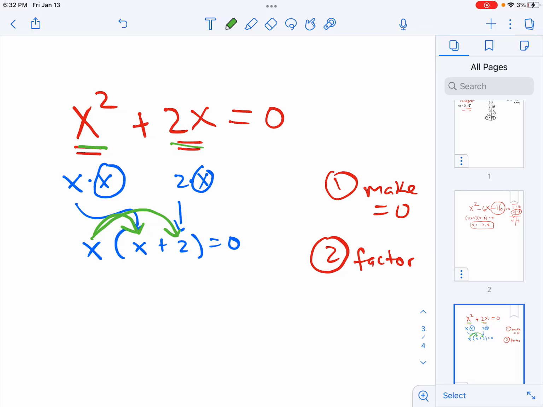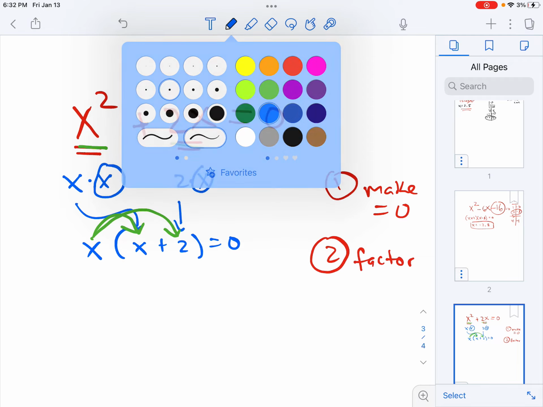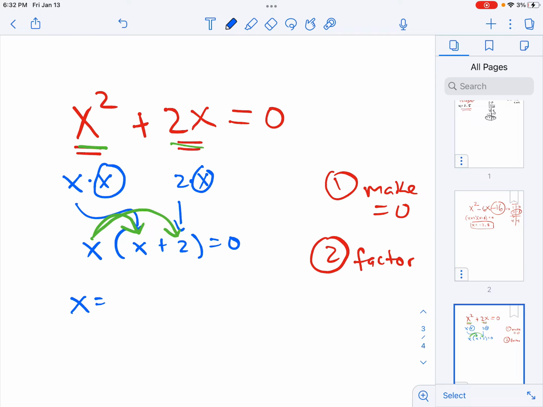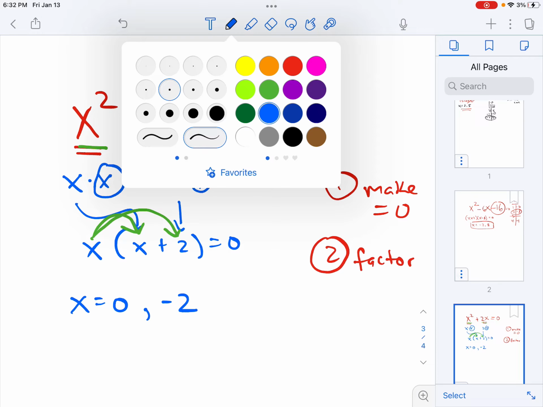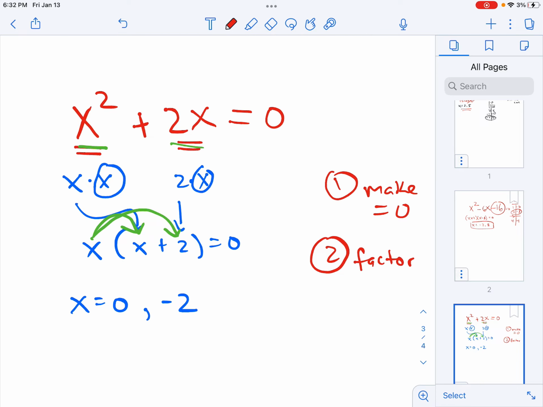We factored it. And so here, our solutions are going to be x equals 0 and x equals -2. And the reason these are solutions is because if I was to drop them into the equation, let me switch my colors here, then I'm going to have 0 times 0 plus 2, which is 0 times 2. 0 times 2 is going to be 0. So 0 is a solution.